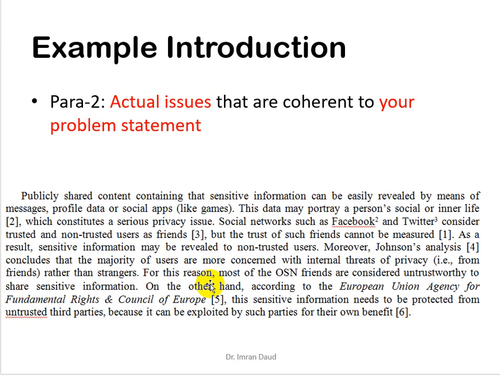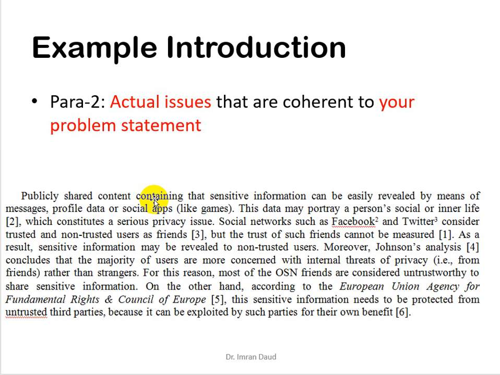In the next paragraph, which is paragraph 2, we have an objective that we'll talk about the issues in the research area, right? What are the problems, what are the issues that are coherent to your research problem statement, or the area that you have mentioned? In this particular paragraph, you only focus on the problems, right? What are the issues in your problem?